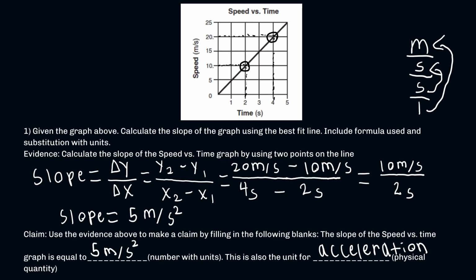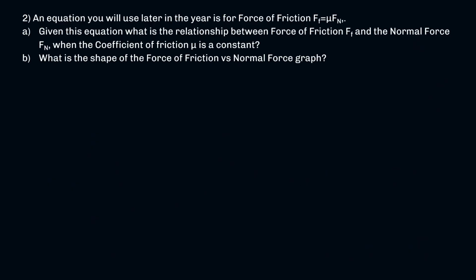All right, so let's move into our other examples for graphical analysis. Examples 2 and 3 are going to deal with our graphical relationships idea. That's going to be looking at an equation and figuring out, based on what they tell us the graph is, what the relationship is between those two quantities, and then what the shape of that graph is. So we have here an equation you will use later in the year, for force of friction, which is Ff equals mu Fn.